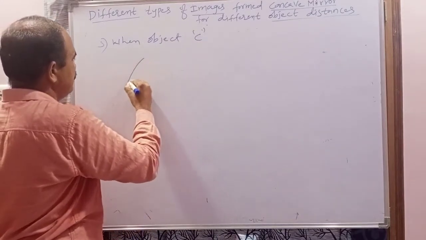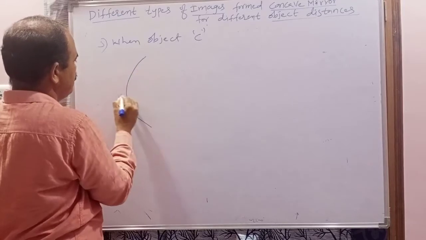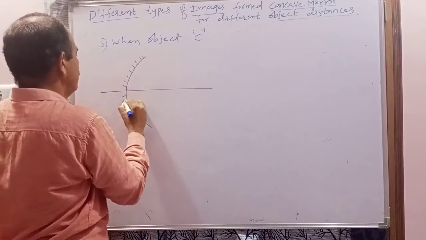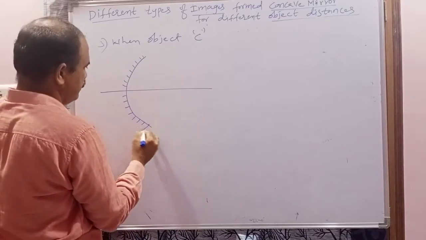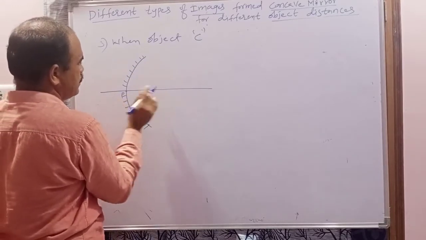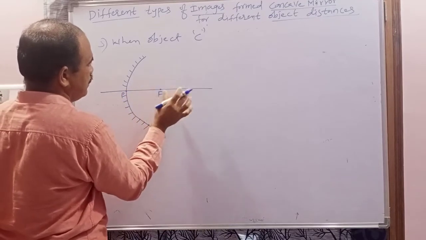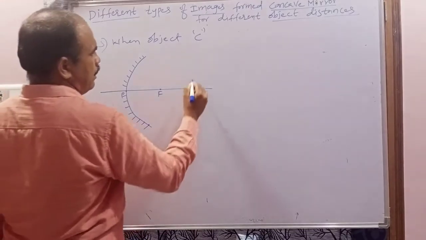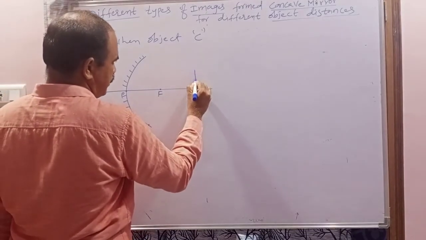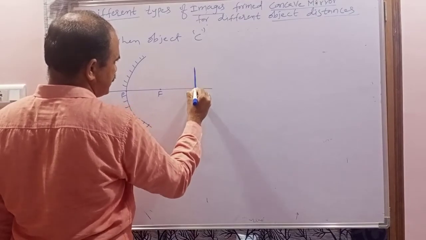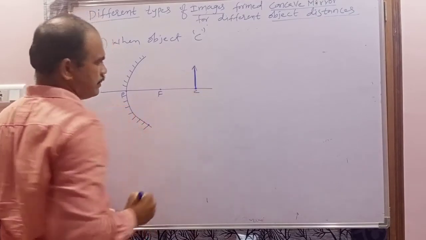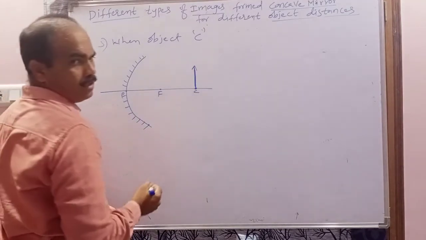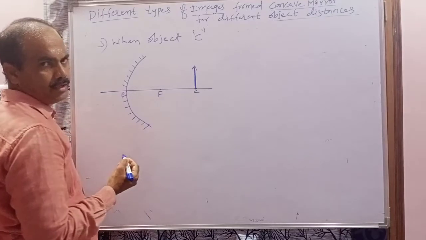Now consider, this is a concave mirror. This is the pole, this is the focus, and this is the center of curvature. Now I am placing the object where? At C, exactly at the center of curvature. Now where the image is formed we are going to learn. So to form the image, we have to take incident rays from where?